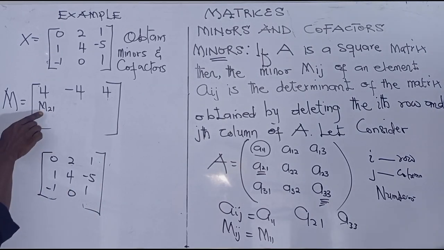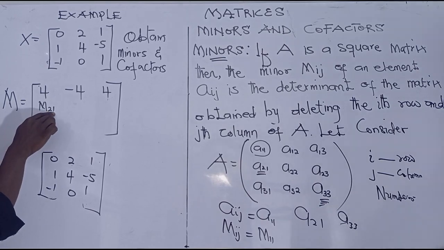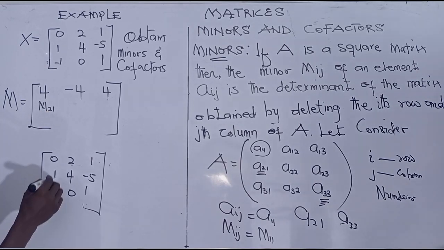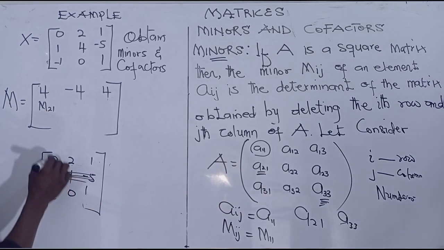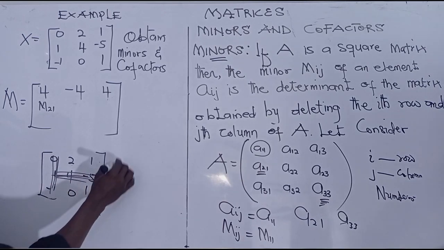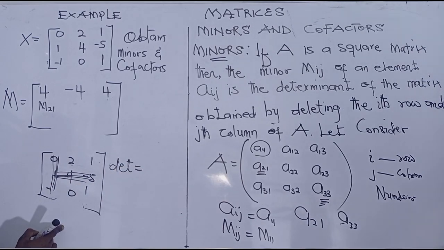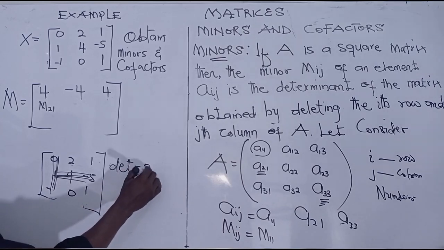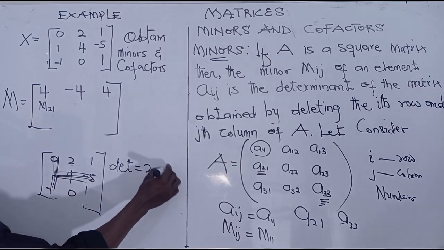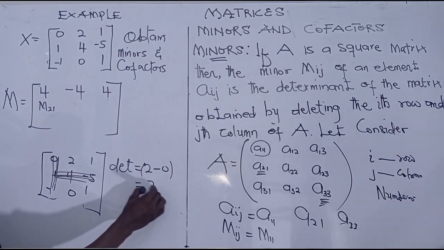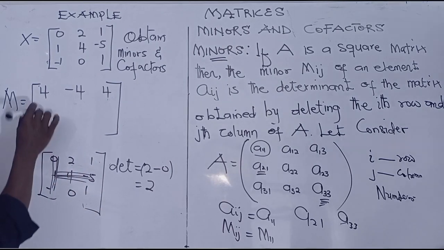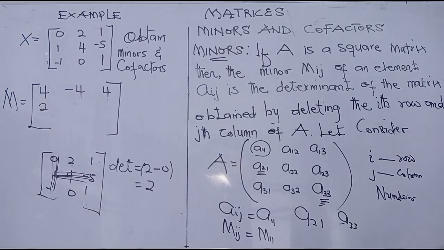So M21 means we should delete what? The second row and then the first column. So this is the second row and this is the first column. Then after that we find the determinant, and this will give us 2 minus, this is going to give us 0, and that is what? 2. So this entry is going to be what? 2.